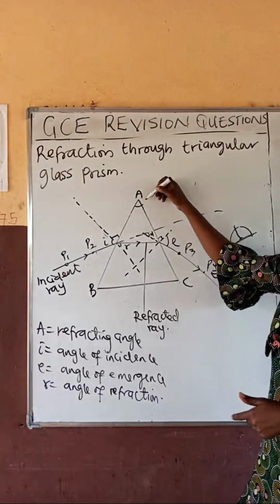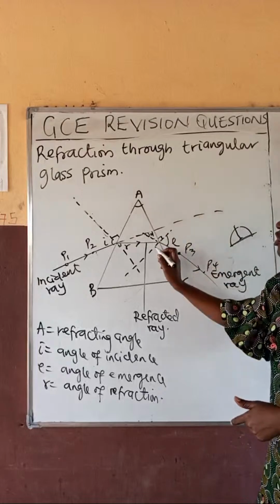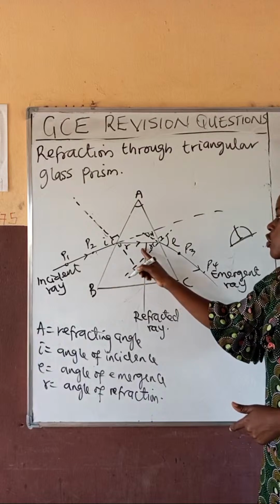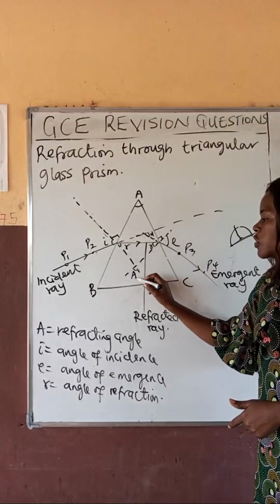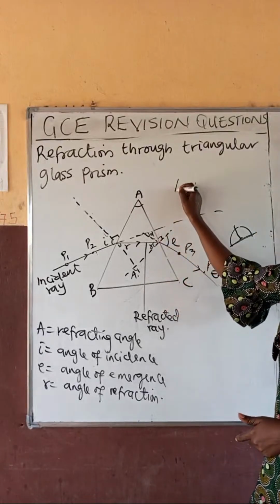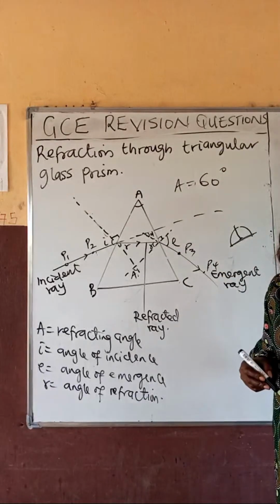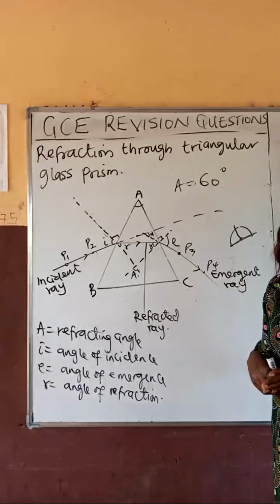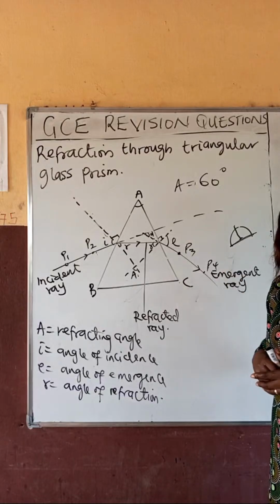Now, this refracting angle is of the equilateral triangle. We can still measure the refracting angle from here. This is R. Two interior angles are equal to one exterior angle. So this is equal to this, and this is an equilateral triangle. The refracting angle is constant, which is 60 degrees. So if the refracting angle is known and the refractive index is known, we can get the angle of incidence, and we can also get the angle of deviation. Is that clear?